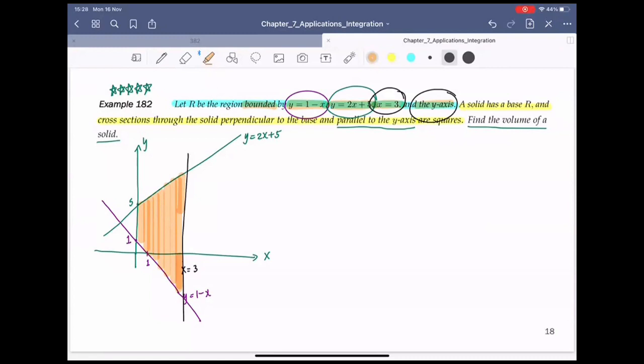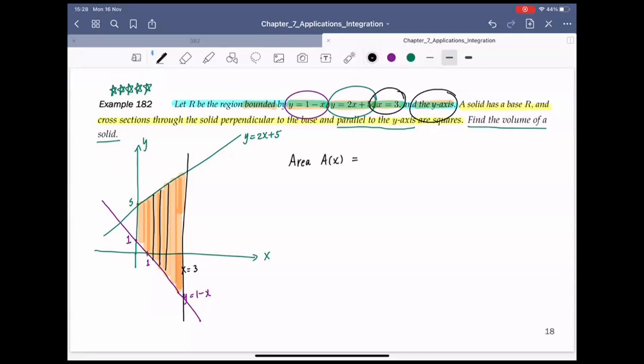cross section. The question says you need to find the volume of a solid whose cross sections are parallel to the y-axis. That means every time you cut here, parallel to the y-axis, this is how you cut it. You're going to have a square, and if you sum up all those square areas, you get a solid, right? So you need to find the area of the cross section first.